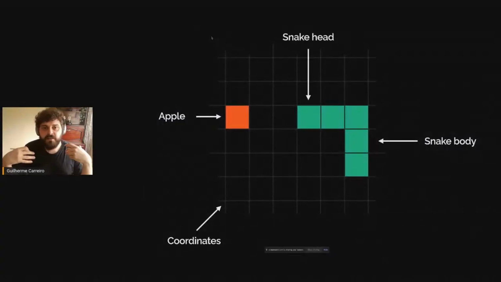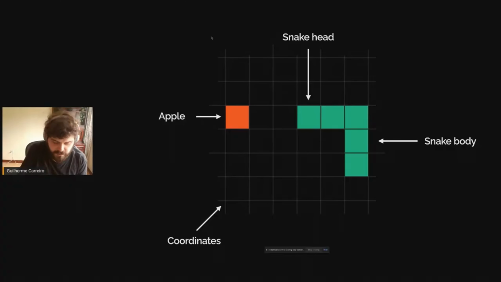Now let's think a bit about our problem, which entities we're going to handle. It's generally what we do. When we have a problem, we think about the entities that involve this problem. Generally, a snake game runs in a grid, right? And in this case, it won't be different.